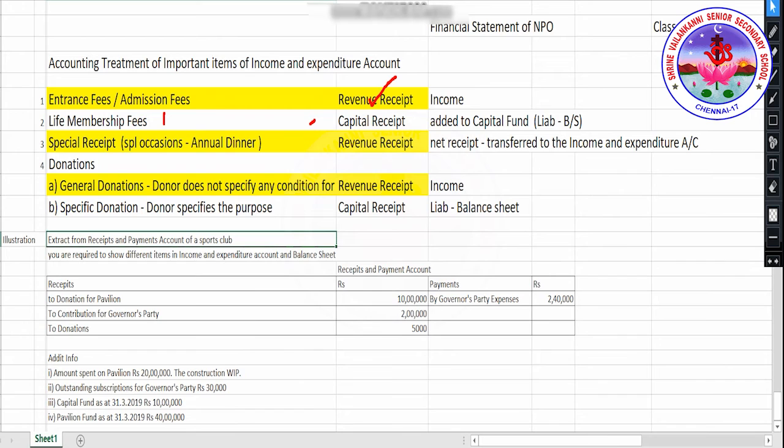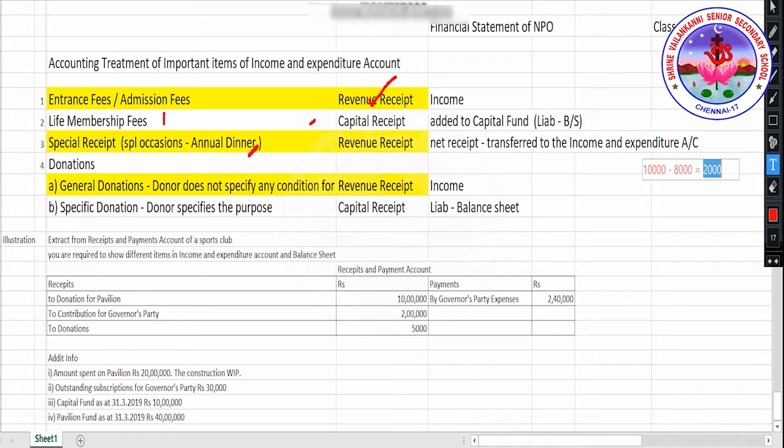Okay, now I think it's visible. So you have this annual dinner, or special receipt that has been received for the annual dinner. It is a revenue receipt because every year you're going to receive it. Whatever is the net, say for example, you have 10,000 received as receipts. From 10,000 you have spent 8,000, which means 2,000 is the net receipt, because you have expenditure of rupees 8,000 but receipt of rupees 10,000.